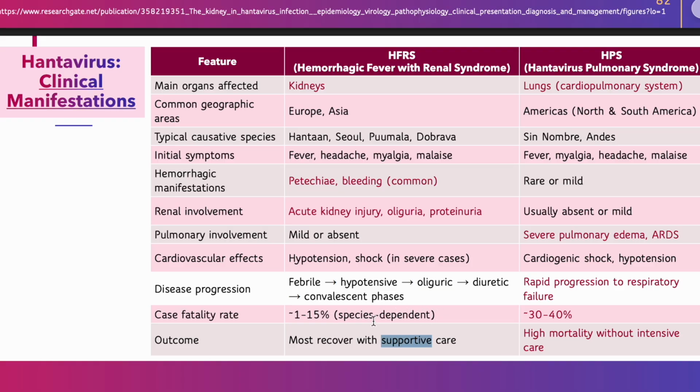depending on the species. And for HPS, the pulmonary involvement is severe pulmonary edema ก็คือน้ำท่วมปอด and also the cardiovascular effect is hypotension and cardiogenic shock, with rapid progression to respiratory failure, leading to a fairly high fatality rate, like 30 to 40%.